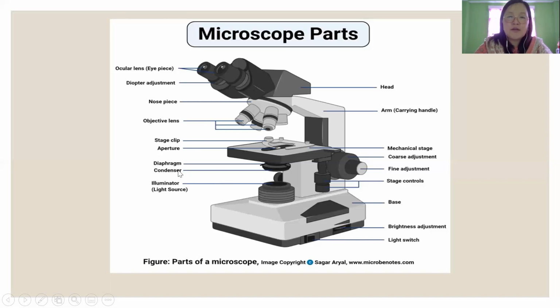Okay, and then you have the condenser here. The diaphragm is also there. The diaphragm controls how much light you want. When you rotate to this side, you open the diaphragm. When you go to this side, you close the diaphragm. Okay, so these are all about a microscope.